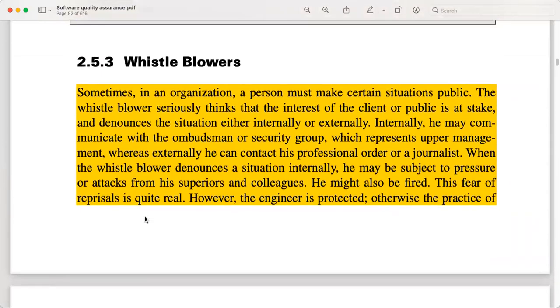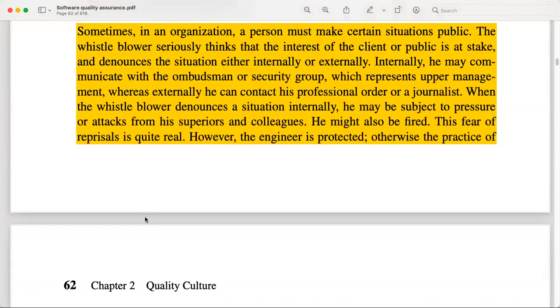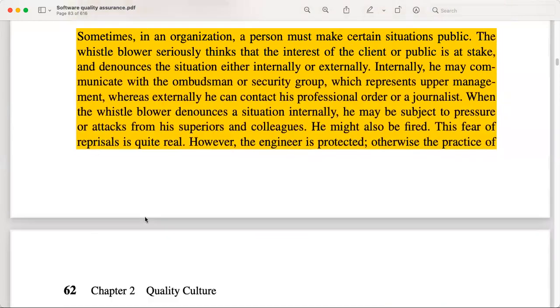The people who think that there is something fishy going on in their organization, and they want to communicate it publicly, because the public comes first, then your organization, then your professional development. So you can either denounce the facts or the security risk to someone in higher management internally or externally to some journalist.